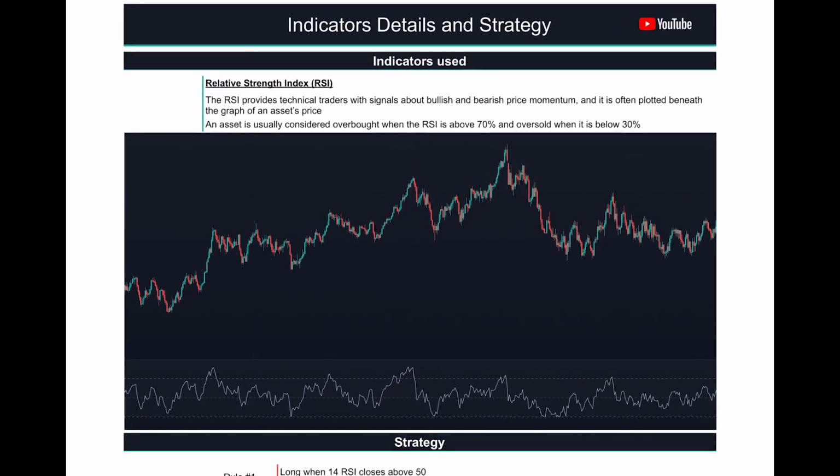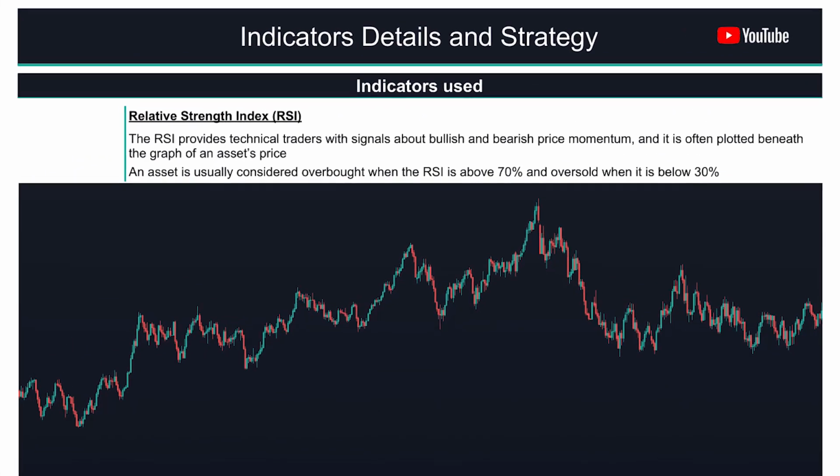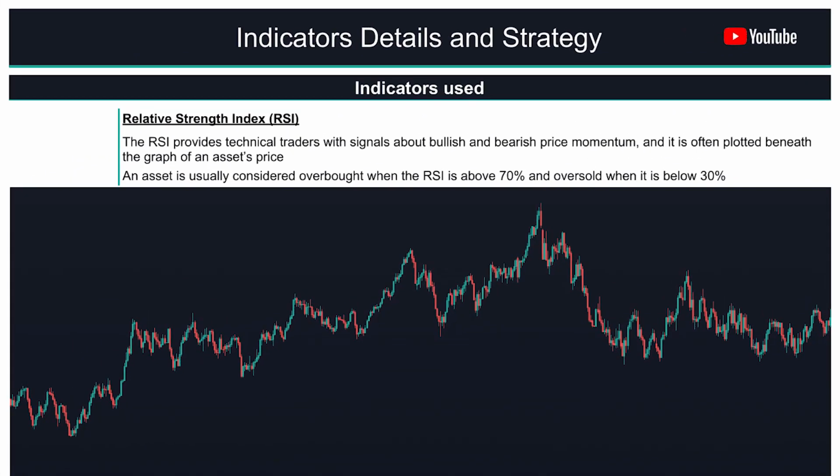So it's a momentum indicator used in technical analysis that measures the magnitude of recent price changes to evaluate overbought or oversold conditions in the price of a stock or another asset. So the RSI is displayed as an oscillator, which is essentially a line graph that moves between two extremes and can have a reading from 0 to 100.